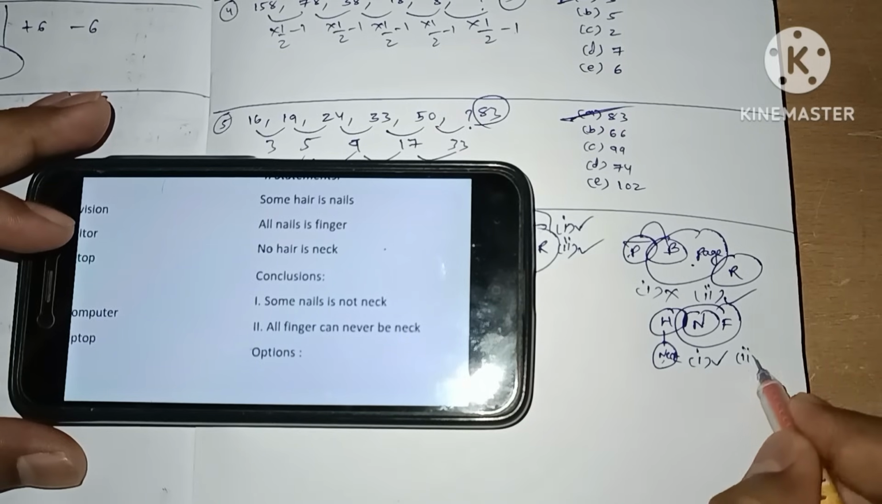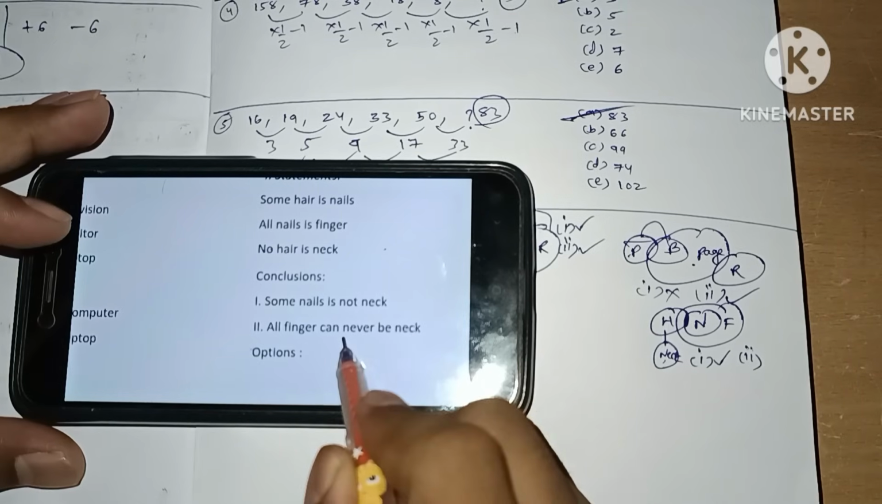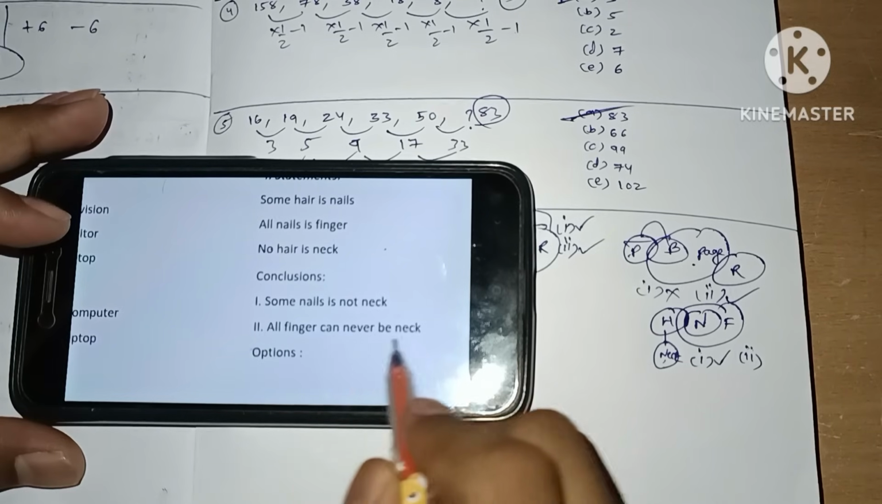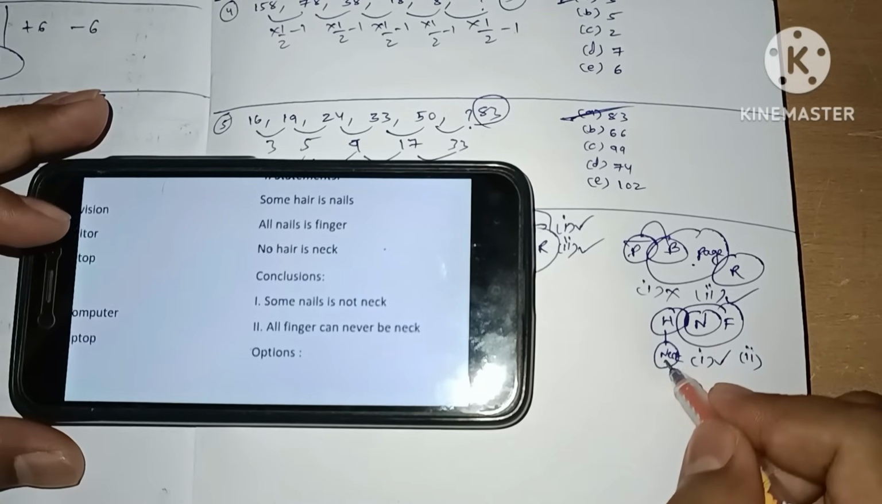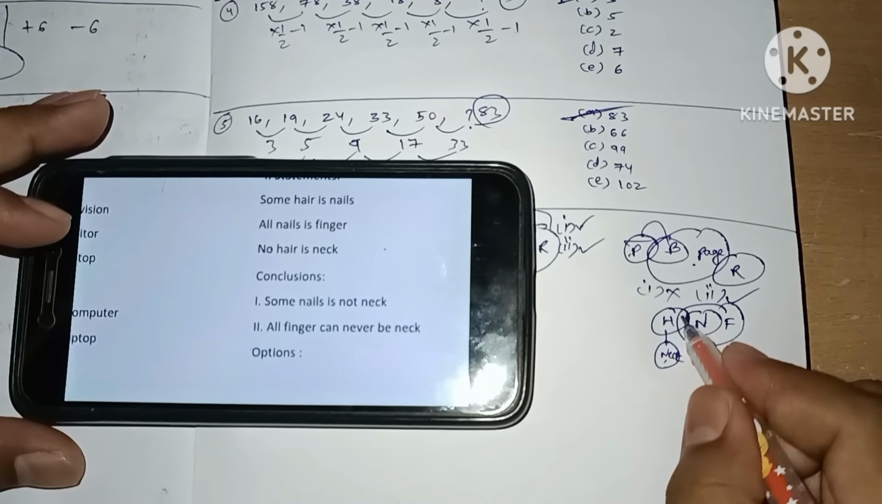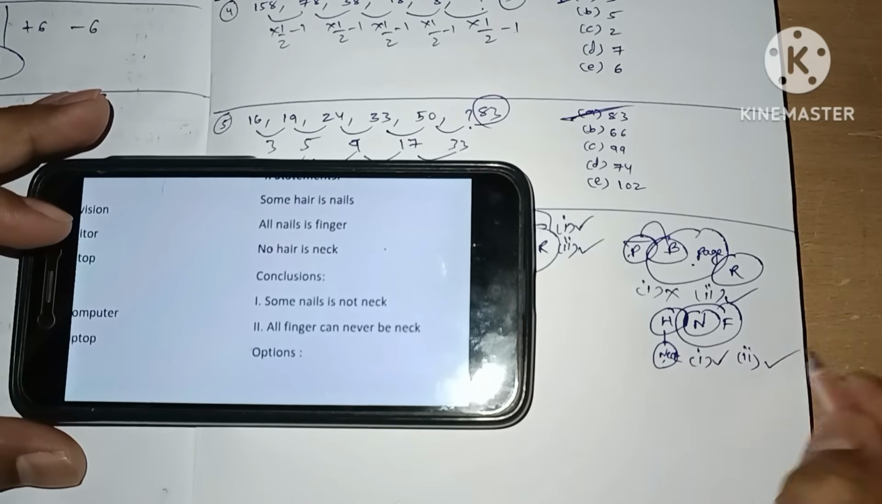Second conclusion: all fingers can never be neck. Here we see "never", so we check whether all fingers can be neck or not. Can all fingers be placed inside the neck? No, because of sharing with the H. So the all case fails, which means the all-never case will be true.